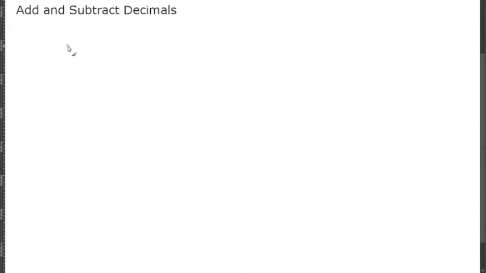Let's say I want you to add 10.3 to 5.7. 3 plus 7 is 10. Carry the 1. 1 plus 5 is 6. And 1 plus, there's nothing here, so that's like a 0. 1 plus 0 is just 1, and make sure your decimal stays in line. So that would give you 16.